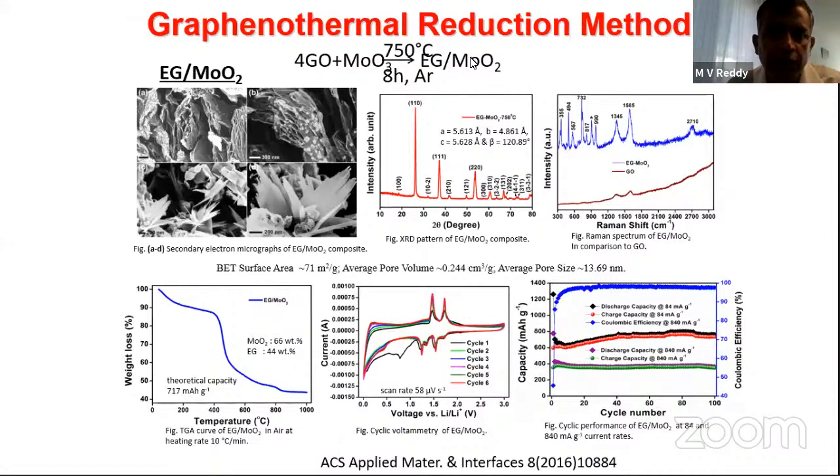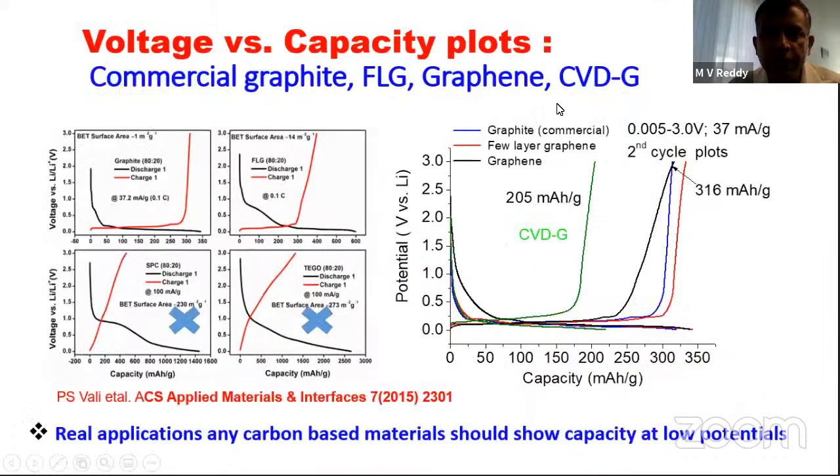So, we can also prepare the samples with various materials, for example, MoO2. The beauty of this technique is that we're able to get reasonably good materials with a graphene coating. So the overall summary is, in terms of commercial graphite, you can see the top left side. And this is graphene.